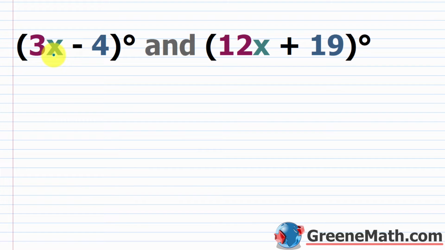So I'm going to plug in a 5 here and also here. So 3 times 5 is 15. 15 minus 4 is 11, so this is 11 degrees. The other one, 12 times 5 is 60. 60 plus 19 is 79, so 79 degrees. Again, you can check this. They're both positive, and 11 degrees plus 79 degrees is 90 degrees, so these guys are good to go.